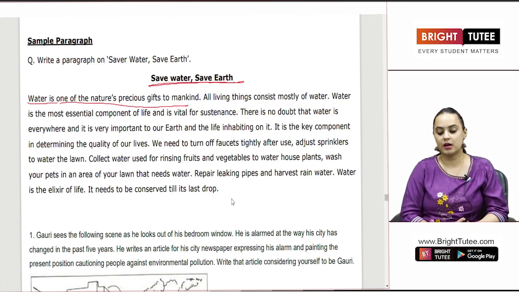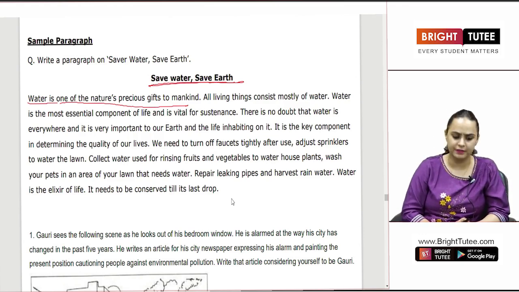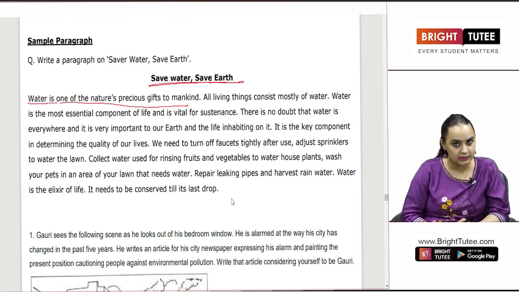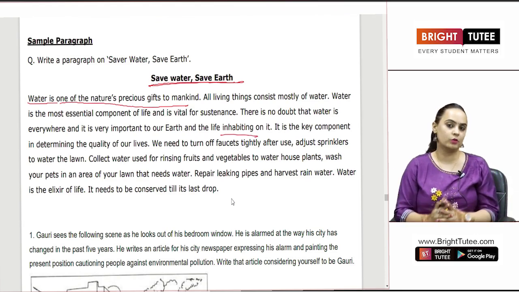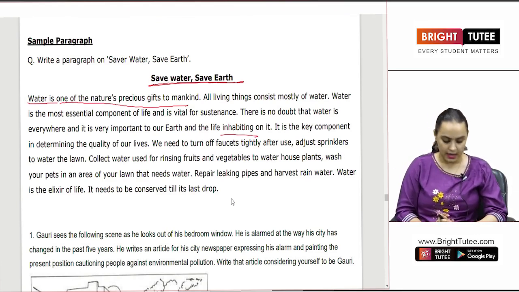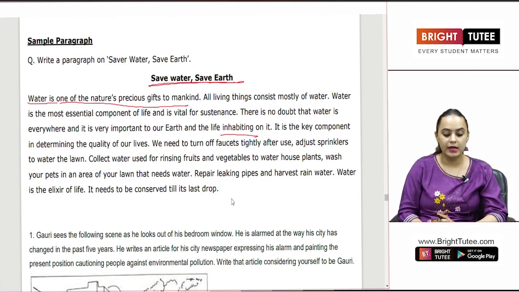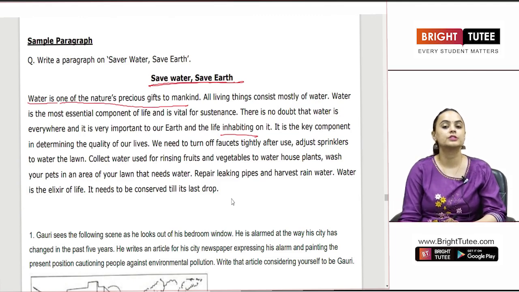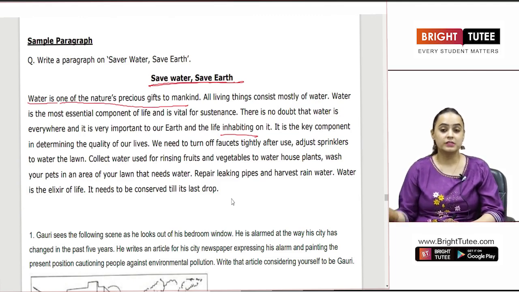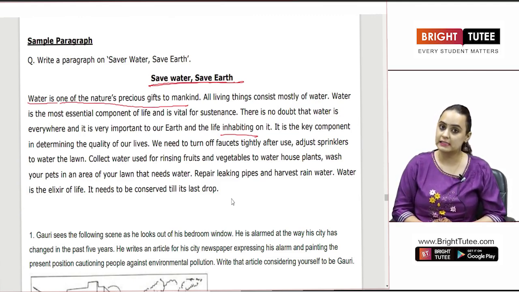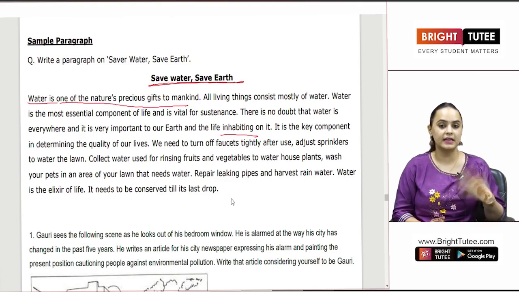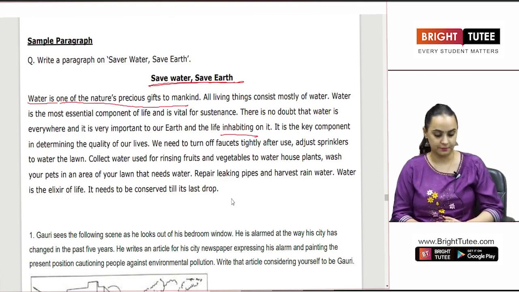There is no doubt that water is everywhere and it is very important to our earth and the life inhabiting it, the people who live on the earth. It is the key component in determining the quality of our lives. So it is very important to use water wisely because it is what decides the quality of our life.